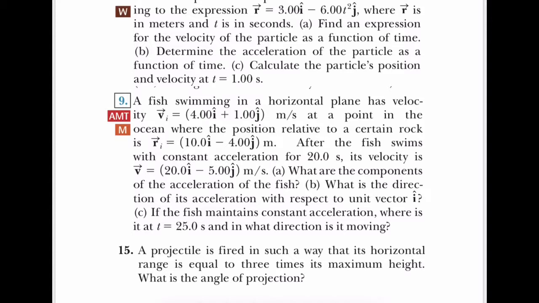So we have to find the components of the acceleration, which are ax and ay. Then in part B, we have to find the direction of its acceleration with respect to the unit vector i, so we have to find the angle where the acceleration vector is directed. Then we have to find, if the fish maintains constant acceleration, where it is at 25 seconds and in what direction it's moving. So we have to find the direction of the velocity vector at 25 seconds. Okay, so let's start now.